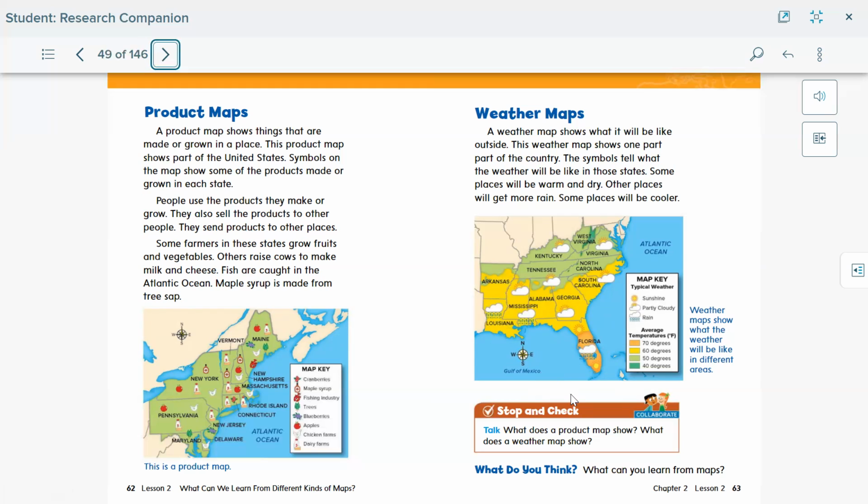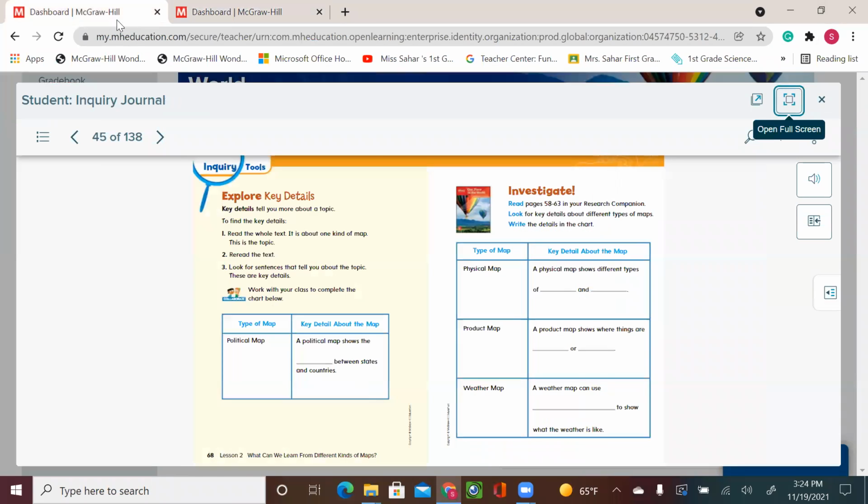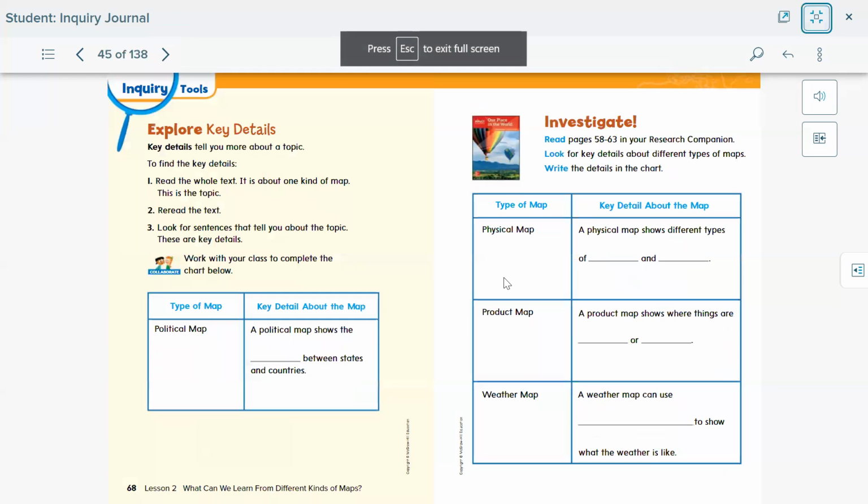So if I go back here to stop and check, what does a product map show and what does a weather map show? I know that the product map shows things that are made or grown in a place. And then I know that weather maps show what the weather will be like outside, how cool, how much rain this place will get. All right, so now let's go to our activity and answer this question.